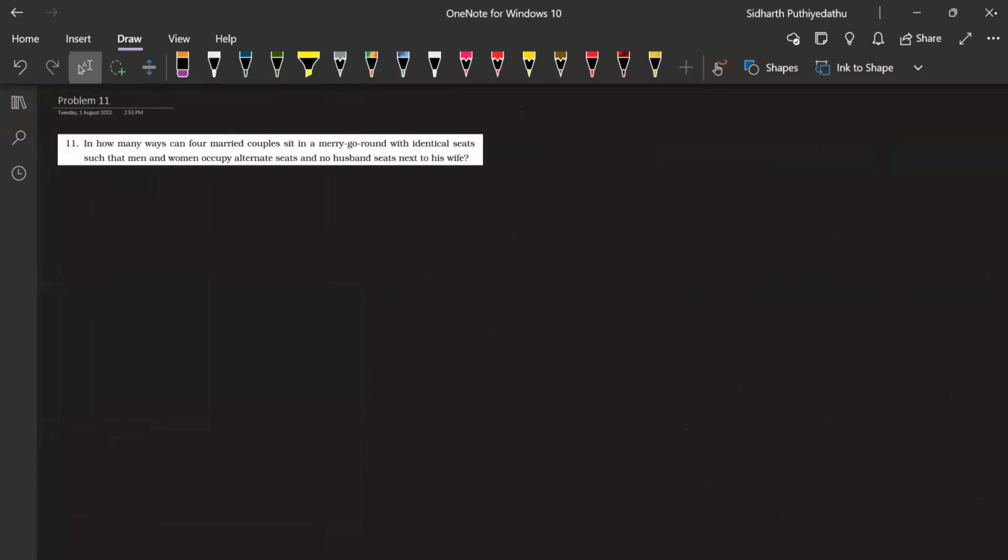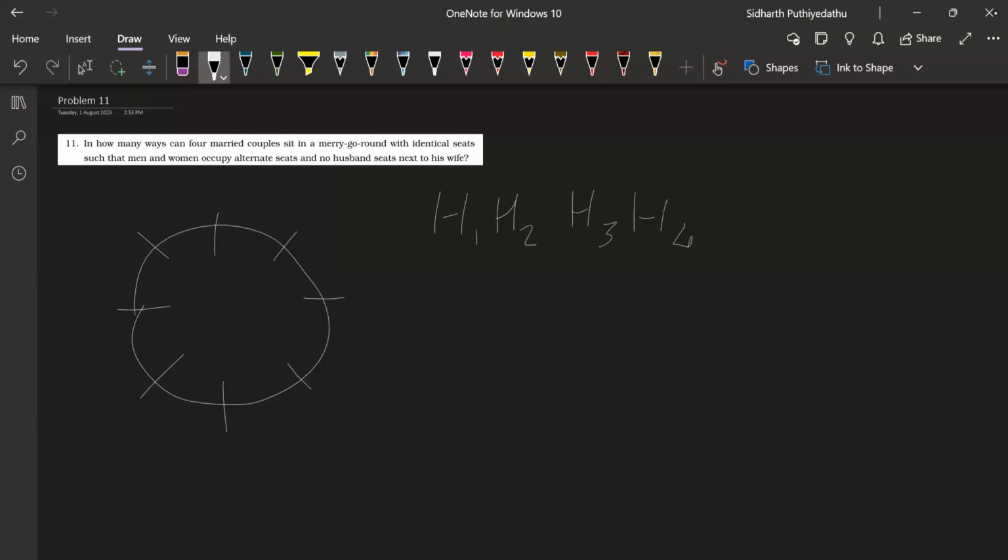Okay, moving on to the 11th one. So you have a merry-go-round, a circle, and you have husbands and wives such that they're sitting alternatingly. So you have 4 husband spots and 4 wife spots. Let's call the husbands H1, H2, H3, H4, and W1, W2, W3, W4 for the wives. Now let's say these are the husband spots. I'm circling them. The rest are the wife spots.